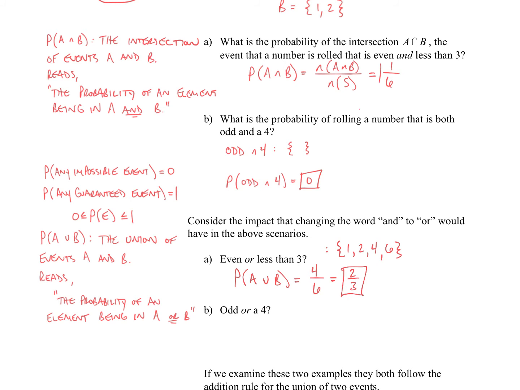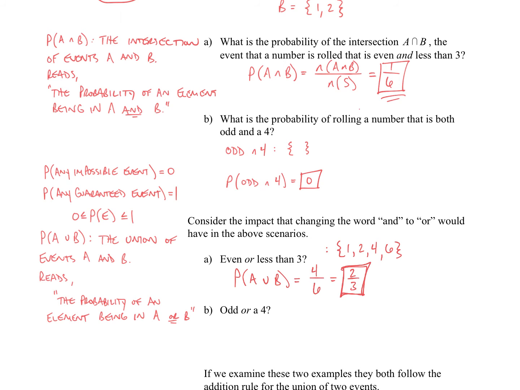So when it was and, it was 1/6. When it was or, it was 2/6. And that's often going to be the case, that the union will be a larger value than the intersection, because the intersection is much more exclusive.